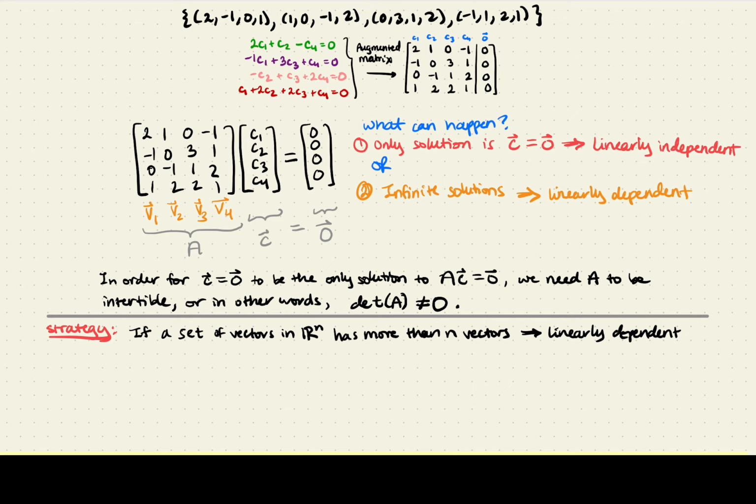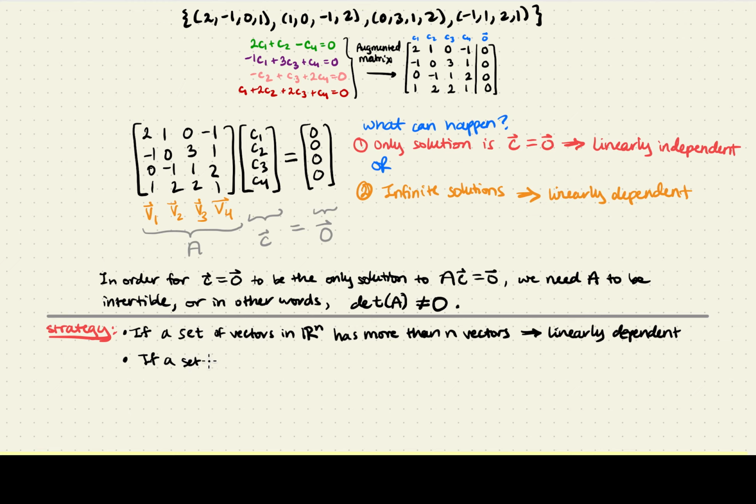One way to think about this is like if you had vectors in R2, you only need 2 vectors to span R2. So if you had 3, you would have some redundancy there. You'd have an extra vector hanging around, and that vector would be linearly dependent. So that's one thing we can do: first, see if we have more than n vectors. Next, we can see if we have fewer than n vectors.